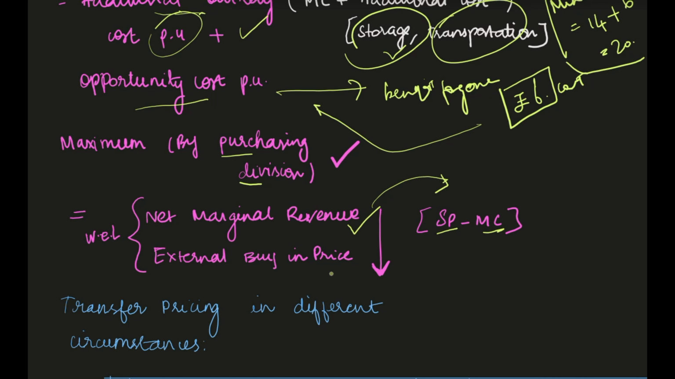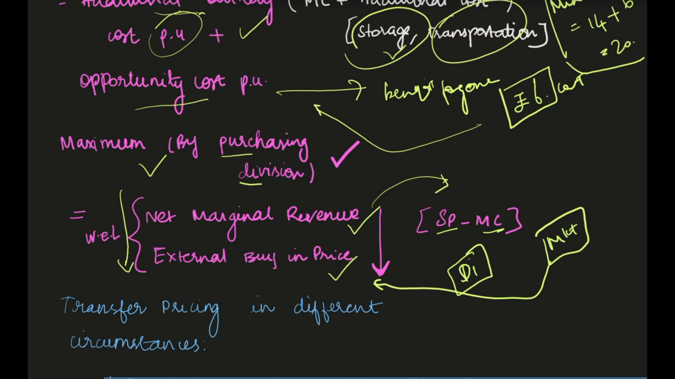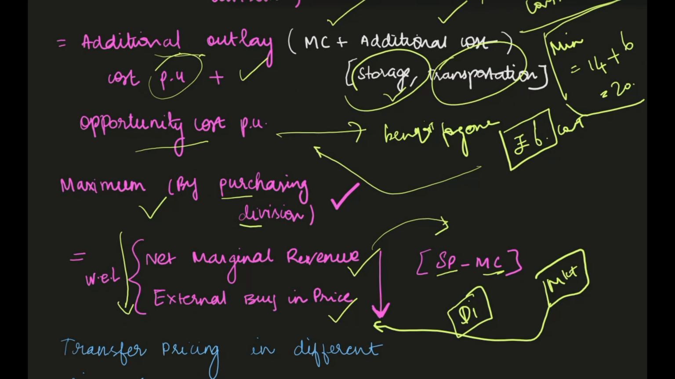And second is the external buying price. Whatever products that they are getting from the supplying division, they can also get from the market. What is that price? That will be here. So whichever is lower will be their maximum value that they are ready to pay. These two formulas you have to keep in mind always, and this is just common sense. If you see the question, you can directly answer it.